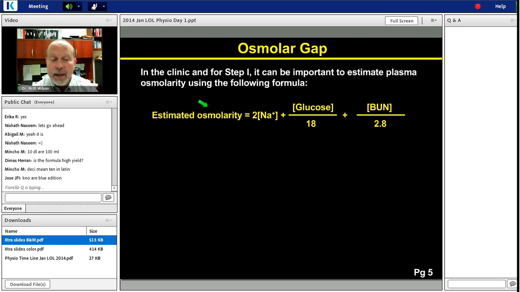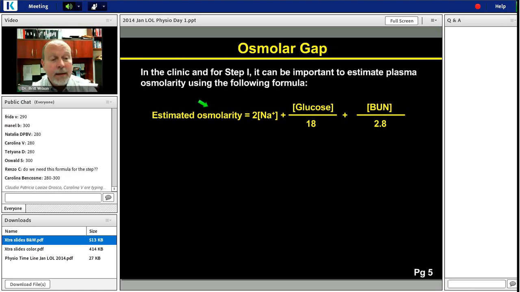Now, normal osmolarity is what? What's normal osmolarity about? Give me a rough number. 290, very good. 285 to 290. That's normal plasma osmolarity. Now, what we can do is estimate it using this formula.